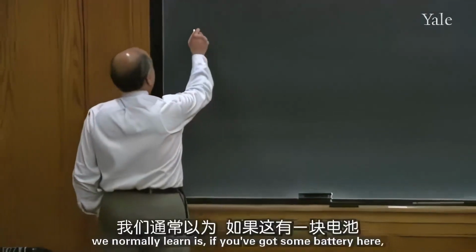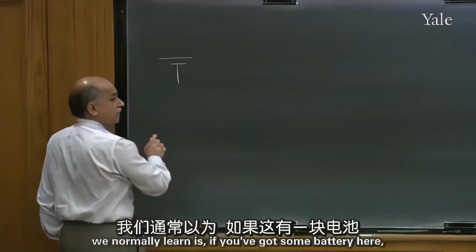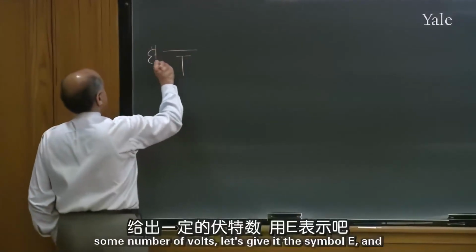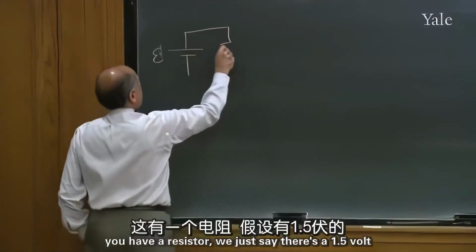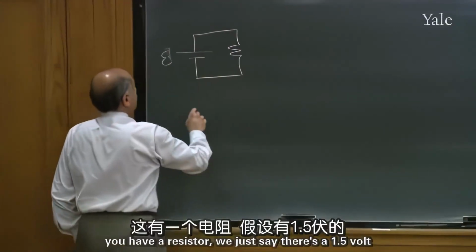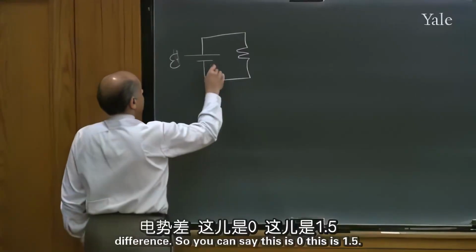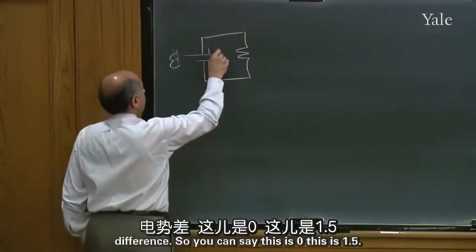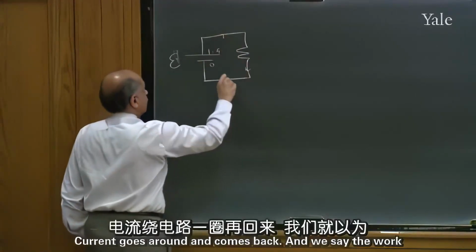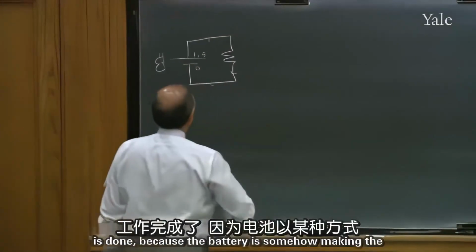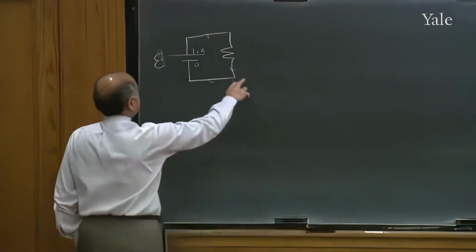So the things we normally learn is if you got some battery here, some number of volts, let's give it the symbol E, and you have a resistor. We just say there's a, say, 1.5 volt difference. So you can see this is 0, this is 1.5. Current goes around and comes back. And we say the work is done because the battery is somehow making the current go around.